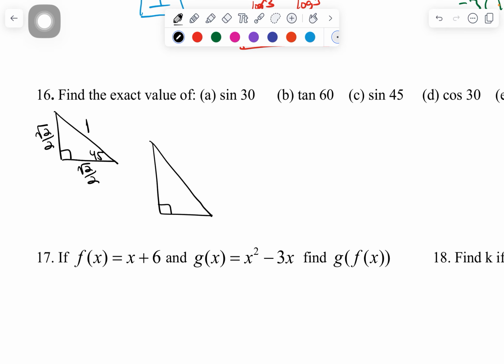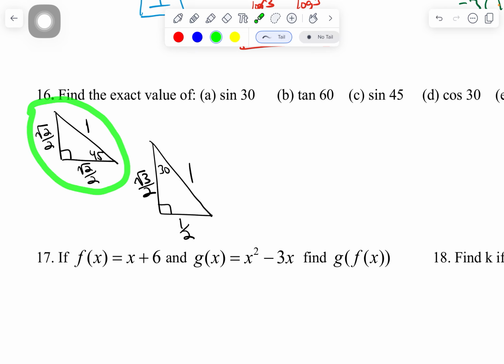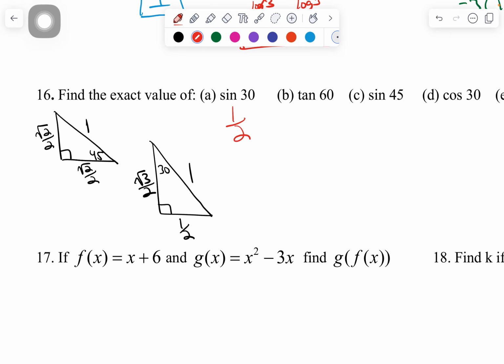Let's see. This is 30 there, and that's a 1. So this is 1/2 and then root 3 over 2. All right, so we can use these special right triangles to find this information. So sine of 30, here's my 30-degree angle. We're going to do opposite over the hypotenuse, so 1/2 over 1. I don't need to divide by 1 there, so that's going to be 1/2.